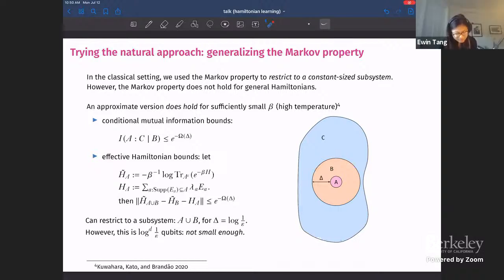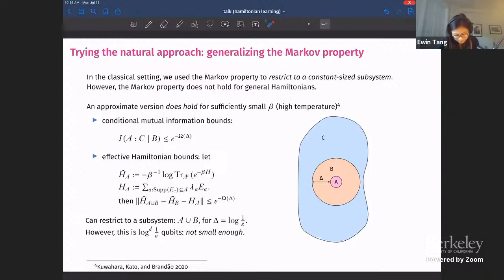So basically, using this as a black box, it allows you to restrict to a subsystem in the same way that you would in the classical setting. However, the issue is that this ball could be as large as log 1 over epsilon to the size of the spatial dimension, so log 1 over epsilon to the d. This is not small enough to do something like state tomography to learn this A union B state. So it can give you a quasi-polynomial time algorithm, but it doesn't suffice in general. It doesn't suffice for anything polynomial.